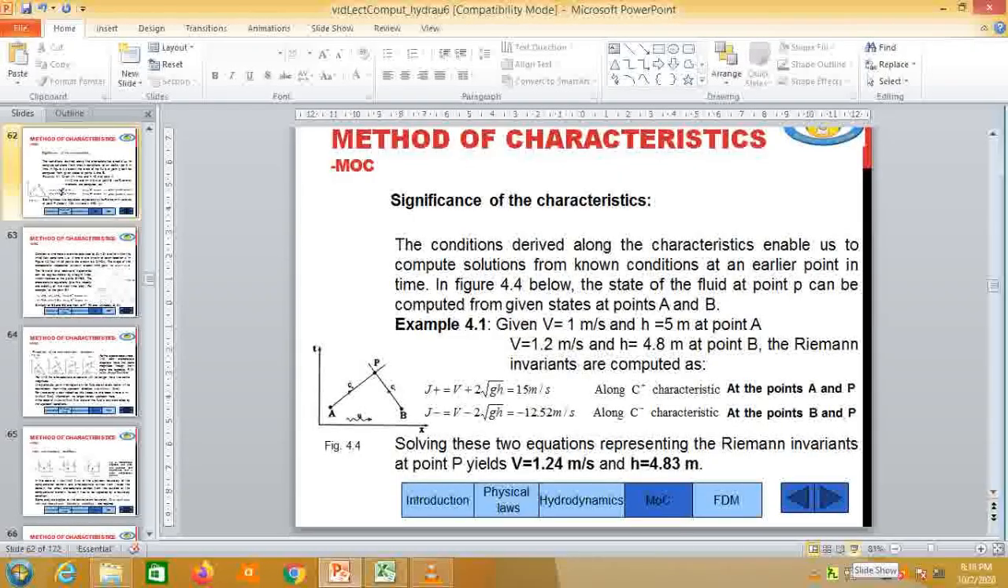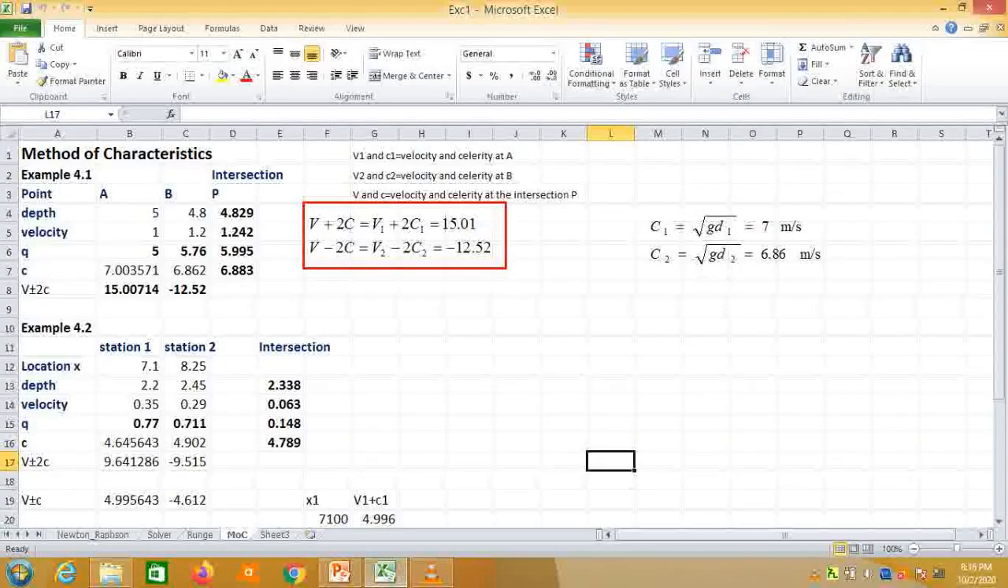I can just show you it here if you wish. So V plus 2C, the Riemann invariant. A is the point. AP is the line along the forward characteristics, and BP is the line along the backward characteristics. The depth is given at A 5, at B 4.8. Velocity 1 here, 1.2.